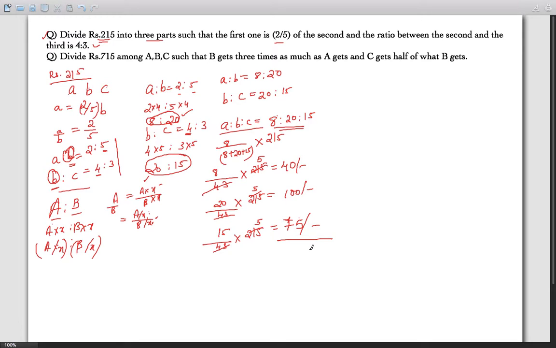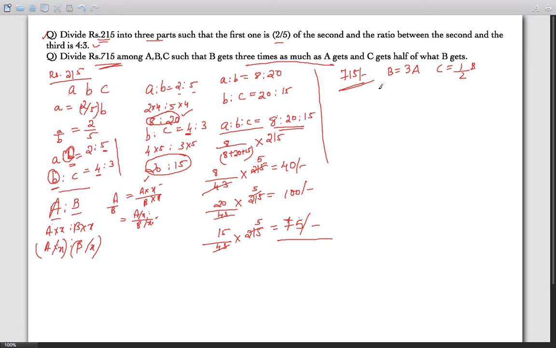Now let us look at the next question. This is along the same lines. We are supposed to divide 715 among A, B, and C such that B gets 3 times as much as A gets. B should get 3 times as much as A gets, and C gets half of what B gets. We are supposed to divide 715 rupees. Now, what is given? B is equal to 3 times A, and C is equal to half of B.